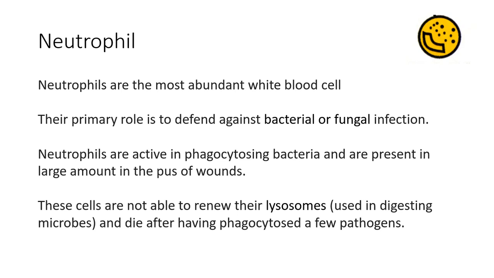So moving on to the various cells of the immune system, firstly we start with the granulocytes. Neutrophils are the most abundant white blood cell. So circulating white blood cells can be up to 70% neutrophil. Neutrophils are the first responders to all infections, but their primary function is to defend against bacterial and fungal infections. Neutrophils identify their targets and phagocytose them.